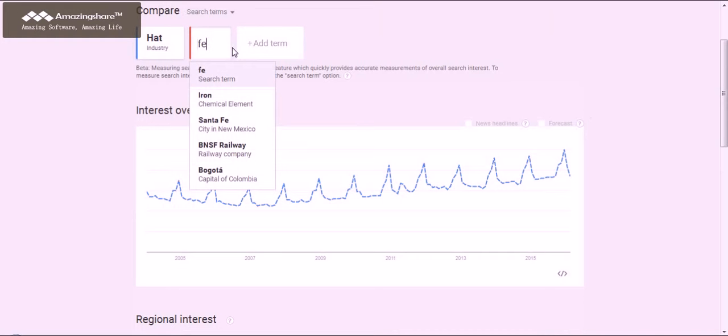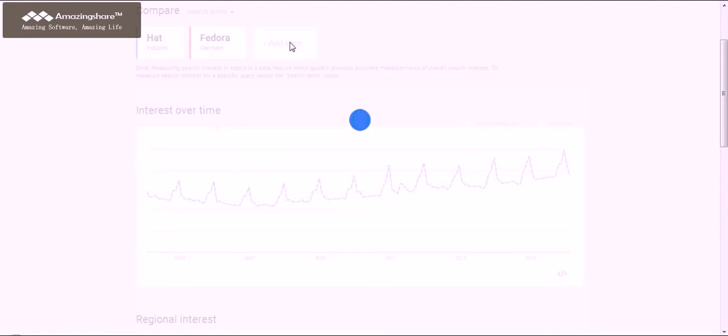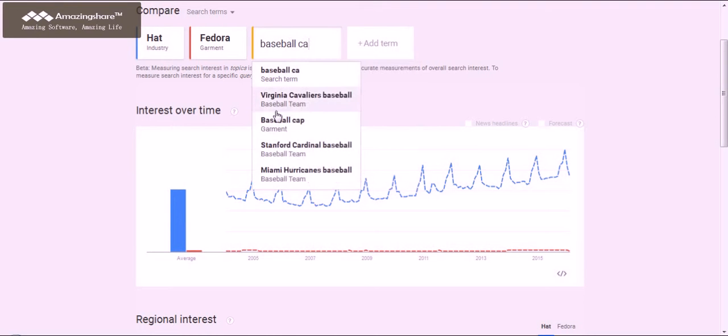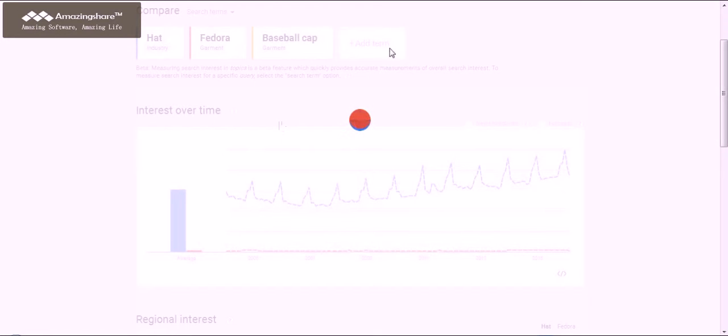So we're going to niche down here and see fedora garment. We'll add a couple different kinds of hats, and what we're doing here is we're just trying to figure out, well, refine your idea. What kind of hat would best suit your new invention? Or maybe even a better question is, what kind of hat is popular right now, and cater your idea to what's already on trend. Okay, and we're going to add a couple more.